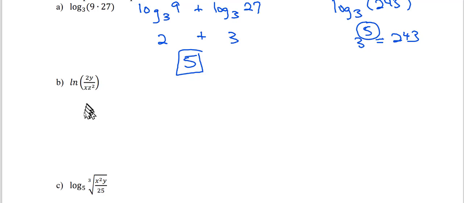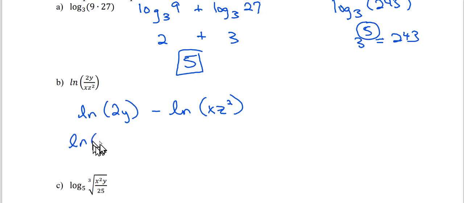Let's break this apart. First, we would need to separate this into 2 separate logs with subtraction between them because of the division. So you want to do that division first, because remember, a fraction bar is like a set of parentheses. It comes first in the order of operations in PEMDAS. It puts parentheses around the numerator and the denominator. So that's why I did that one first.